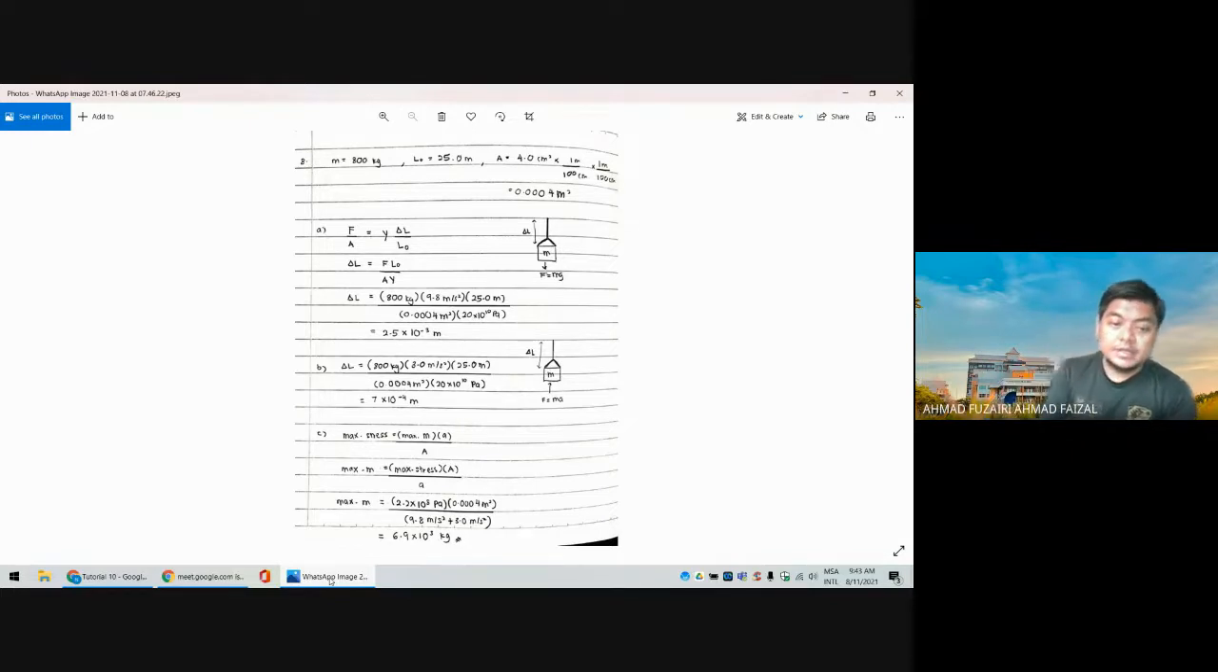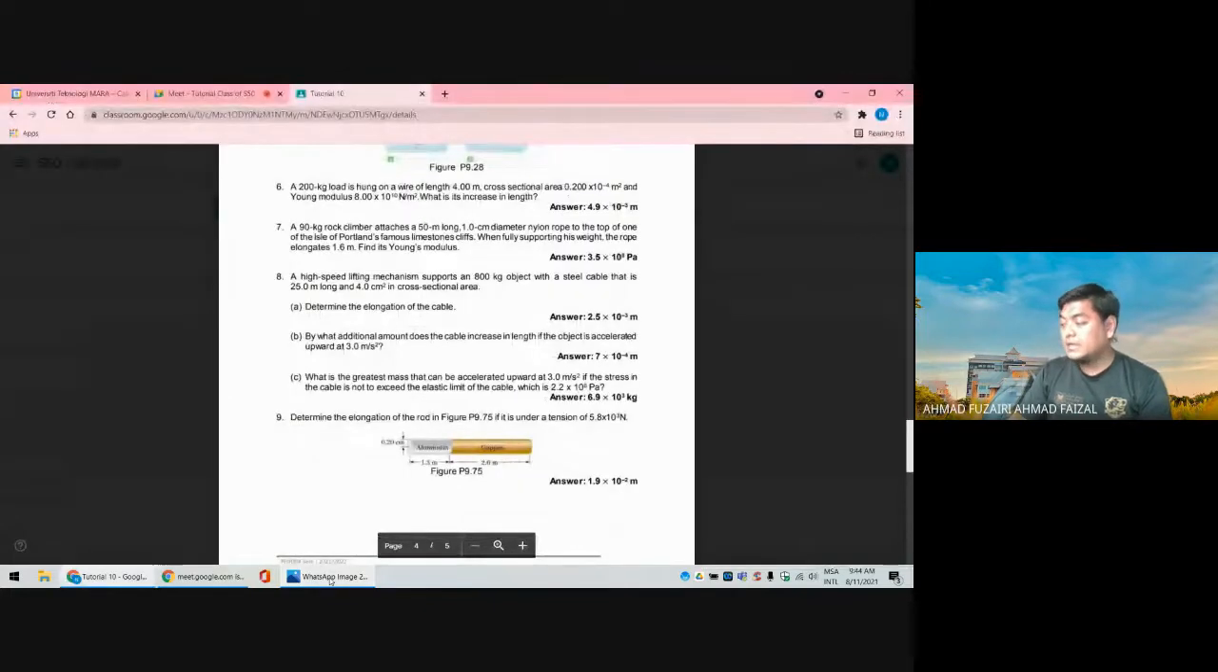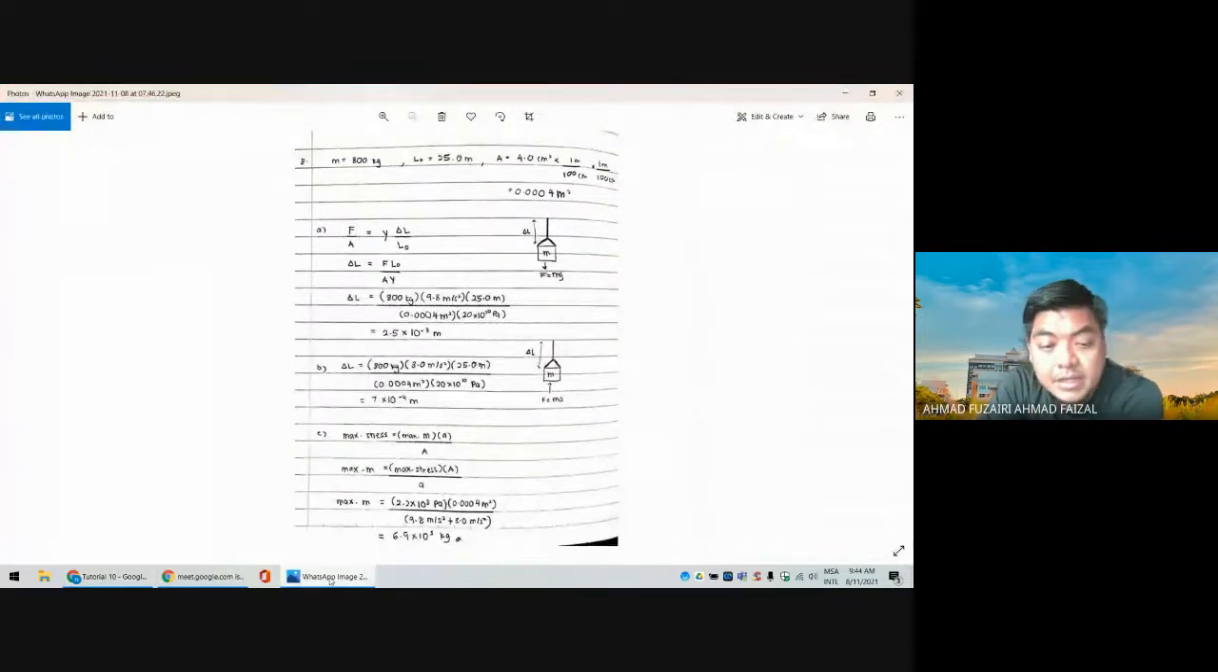Okay, asal dia accelerated upward kan. Tengok situasi asal dia, a high speed lifting mechanism supports a 800 kg object with a steel cable that is 25 meters long and 4 cm square in cross sectional area. Okay. What is the greatest mass that can be accelerated upward at 3 meter per second square if the stress in the cable is not to exceed the elastic limit of the cable? Okay, kalau saya tengok jawapan kamu tu, soalan dia memanglah kena tambah dengan 3 kan? 9.8 campur 3.